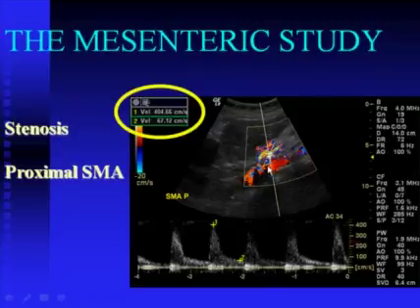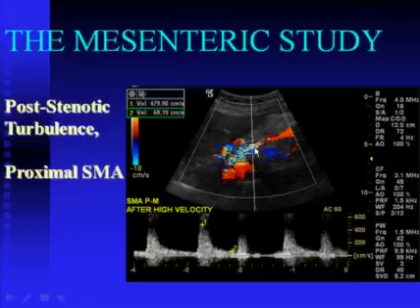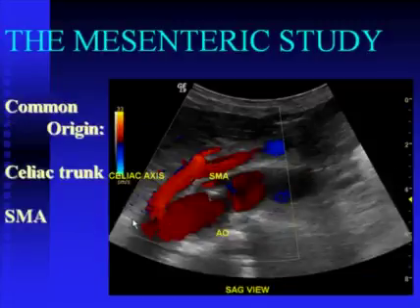Find the origin of the superior mesenteric artery, get your sample volume in place, record your waveforms, and look at peak systolic velocity, in this case over 400 centimeters per second, establishing that diagnosis of proximal SMA stenosis. You can also further help document that by going further out into the proximal superior mesenteric artery and documenting the presence of post-stenotic turbulence, which you should see distal to any significant stenosis in the body. And here it does help confirm the presence of that proximal stenosis.